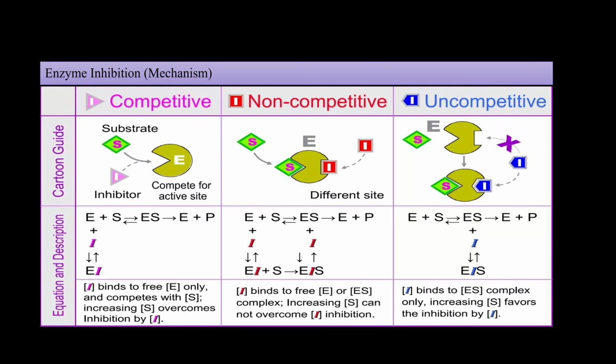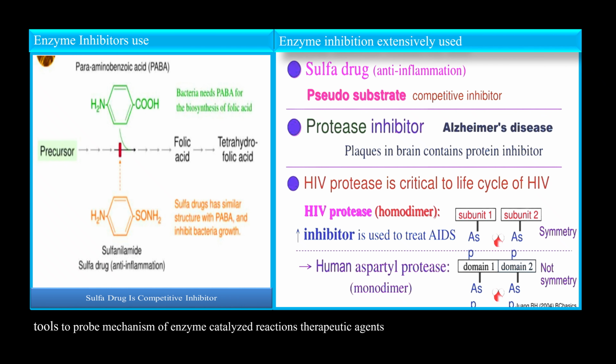Enzyme inhibitor mechanisms: competitive, non-competitive, uncompetitive. Equation and description. Enzyme inhibitor uses: enzyme inhibitors are used clinically. Sulfa drugs and anti-inflammatory drugs, pseudo-substrate competitive inhibitors. Protease inhibitors accumulate in disease. HIV protease is critical to the life cycle of HIV. HIV protease is a homodimer. Inhibitors are used against aspartate protease, which is non-monomeric.